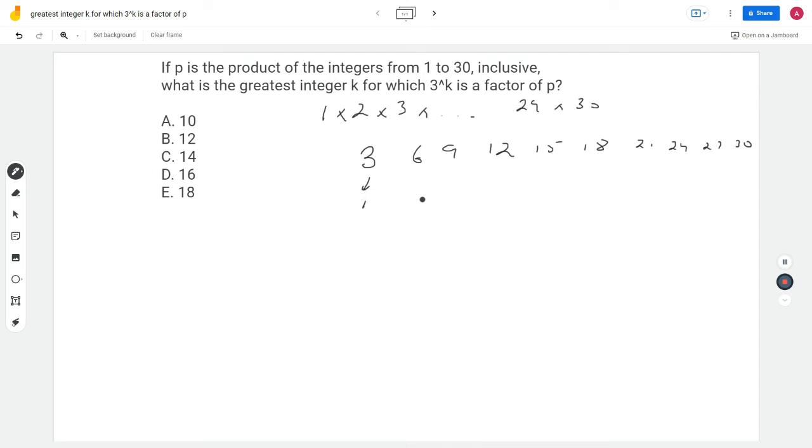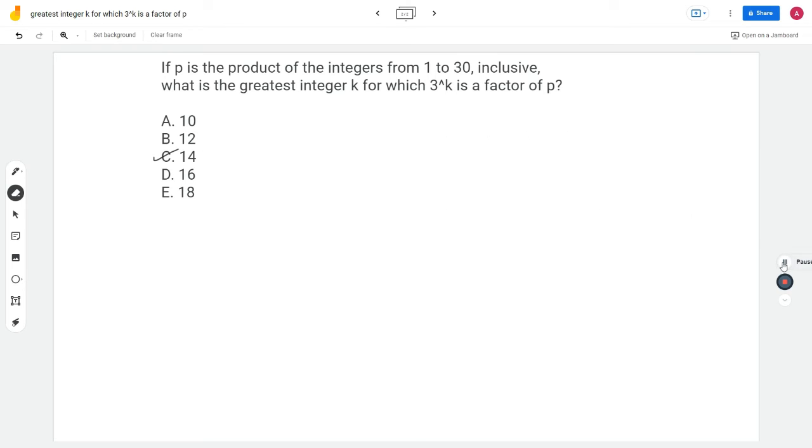So 3 has 1 factor of 3, 6 has 1 factor, 9 has 2 factors, 12 has 1 factor, 15 has 1, 18 has 2, 21 has 1, 24 has 1, 27 has 3, and 30 has 1. So that's it. I add them up. 1 plus 1 is 2, 4, 5, 6, 7, 8, 9, 10, 13, 14. So the answer should be C.